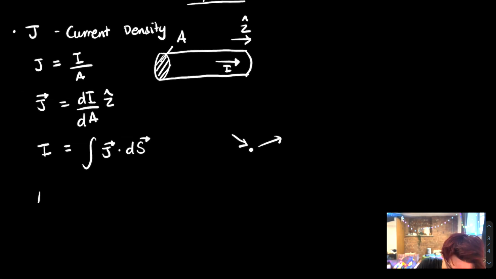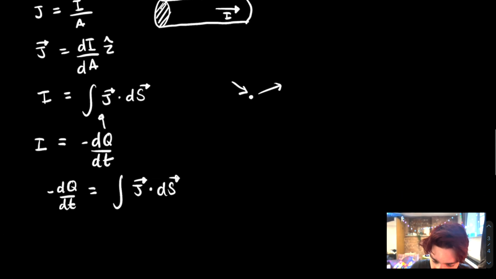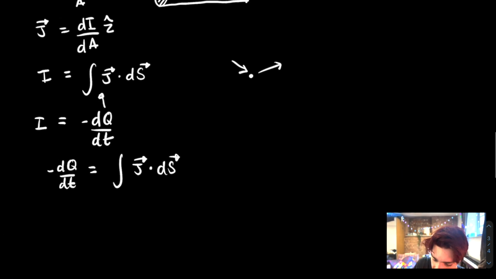Well, since we said that the current is equal to minus the rate of change of charge, if we're dealing with a typical wire, then we can substitute into this equation and get that minus the rate of change of charge is equal to the integral of the current over the surface right there. But in previous videos, we've talked about this idea of charge density, where we have this charge density rho being equal to the charge per unit volume right there.